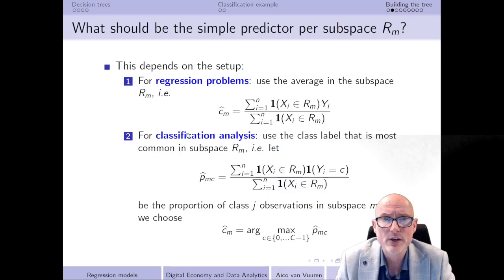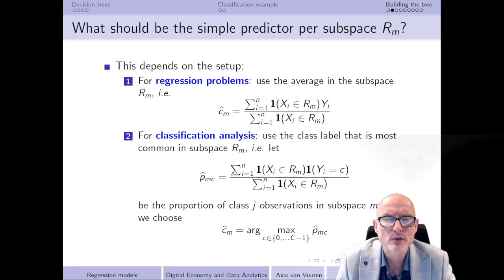In the case of classification analysis, it's a little bit more difficult, but the idea is exactly the same as with k nearest neighbors, and that is that we're going to go for a plurality vote. That means we choose the class that is most frequent in our subspace Rm in terms of the observations in our training sample. How are we going to do that? The first thing we need to do is calculate the frequencies. We do that with this P hat MC. M is for the subspace and C is for the class.